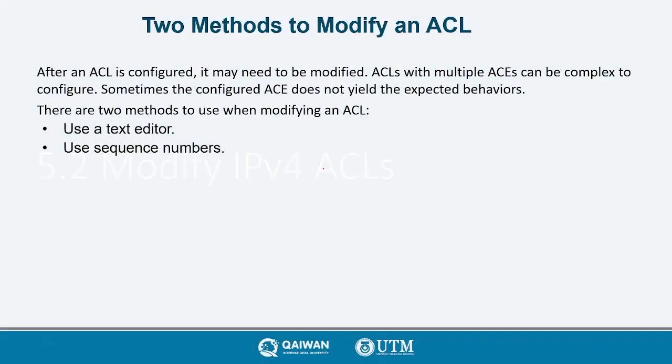Modify IPv4 access list. We have two methods to modify an access list. Okay, first, use a text editor or use sequence number. After an ACL is configured, it may need to be modified. Actually, multiple ACEs can be complex to configure. Sometimes the configured ACL does not yield the expected behavior, okay? Because sometimes you configure some access list and you think it is quite good, but however, it is not working as expected. So you want to remove it, or instead of removing, you will say, okay, the problem is this section, and you want to just modify it, okay?